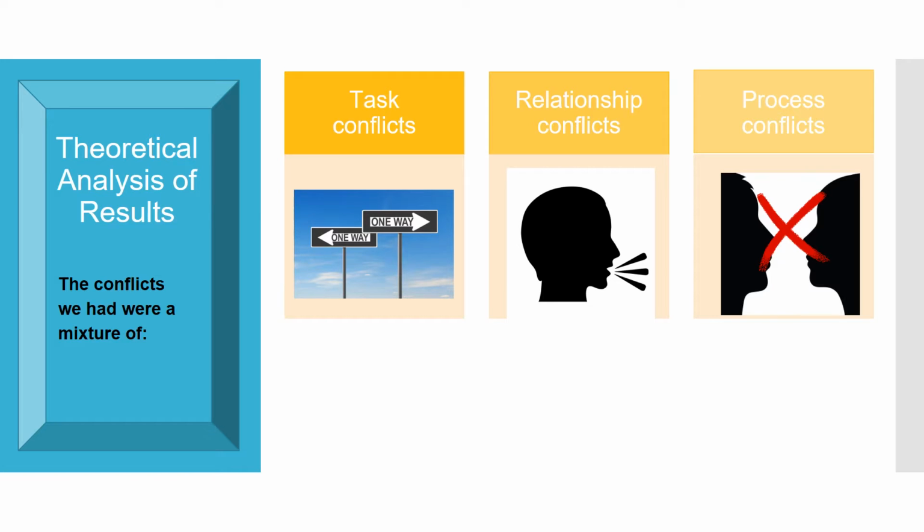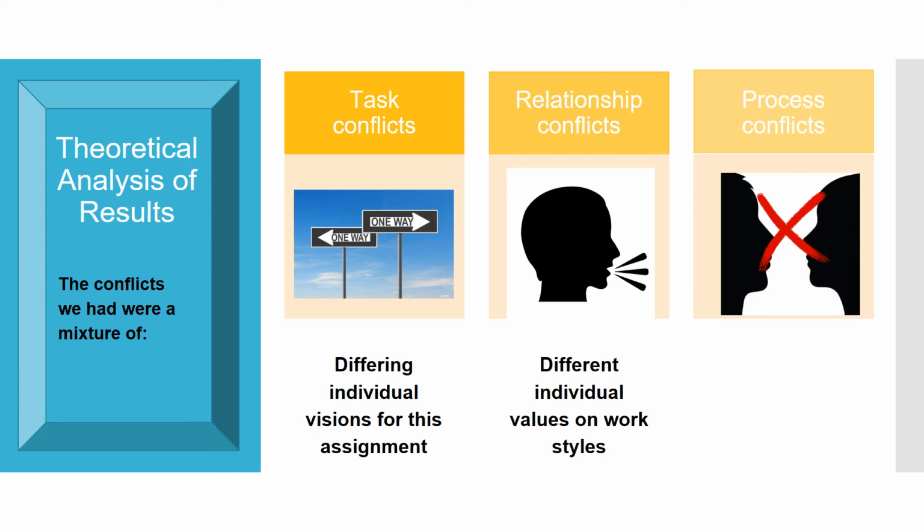The conflicts we had were a mixture of task, relationship, and process. Task. Due to different course backgrounds, the vision that each team member had for this assignment conflicted. For instance, Iwana, from a psychology background, is oriented towards an evaluative approach on theories, while Philip, who is from a computer science background, is accustomed to empirically proven theoretical results. Different individual values on work styles caused conflict.